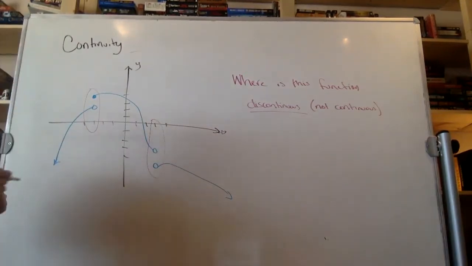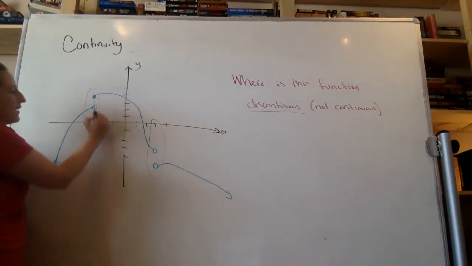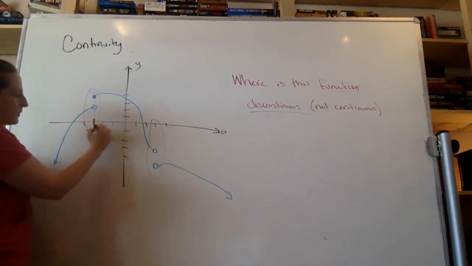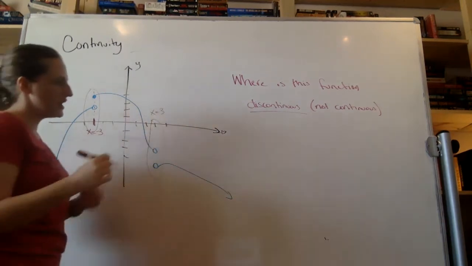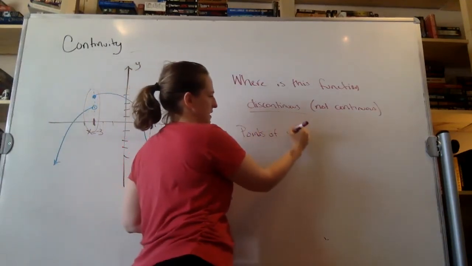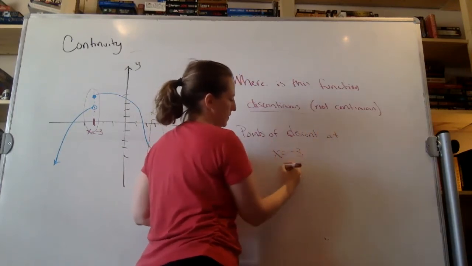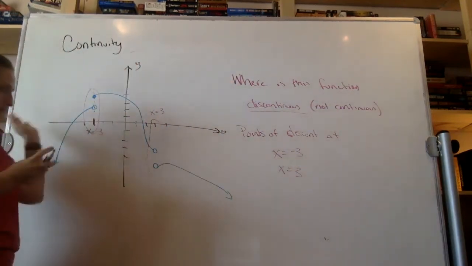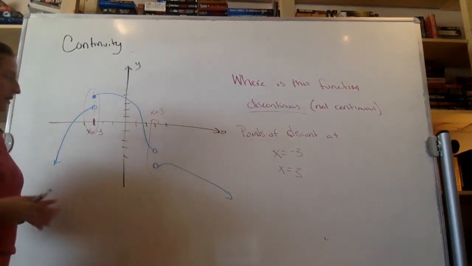And how do I identify those? Well, we almost exclusively are going to identify those by their x-coordinate. So this is x-coordinate -3, and this is x-coordinate 3. So we would say this function has points of discontinuity, or is discontinuous, at x equals -3 and x equals 3. Notice I'm only using the x identifier. I'm not worried about where these are discontinuous in terms of y, just x.